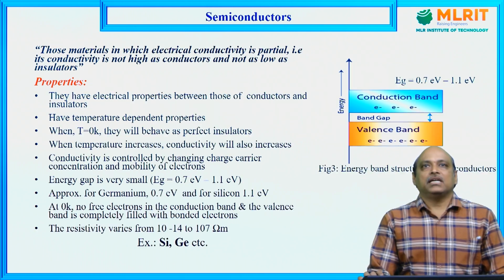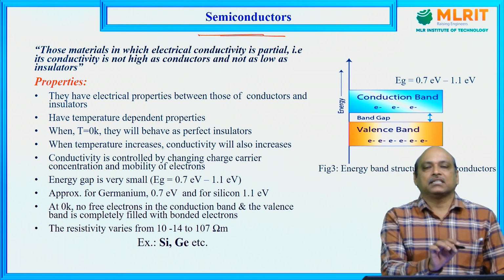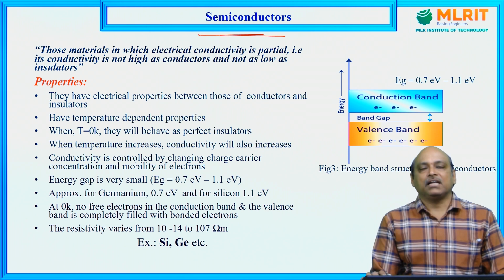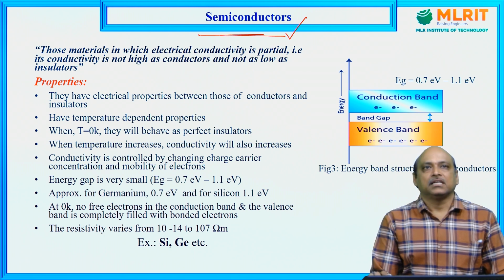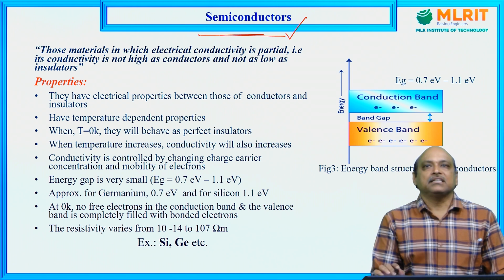Now let us move to the third type of materials. These materials are called semiconductors. Most electronic devices, almost all electronic devices, are manufactured using semiconducting materials only, since they have some unique properties. The most important unique property is that their properties lie in between those of conductors and insulators. That's why we call them semiconductors.